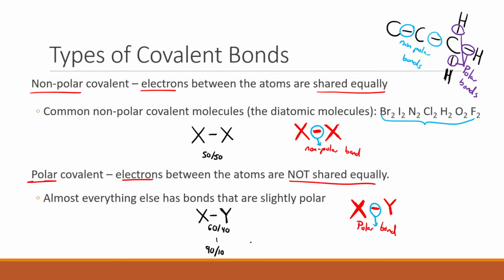Right? If we wanted to really get into it, it could be anything from slightly closer to one than the other, all the way up to almost ionic, almost transferred. Anything in this range is a possibility, as long as it is not a 50-50 split.